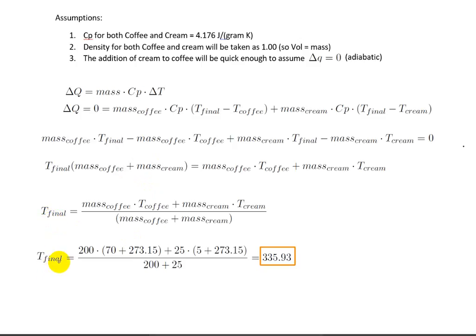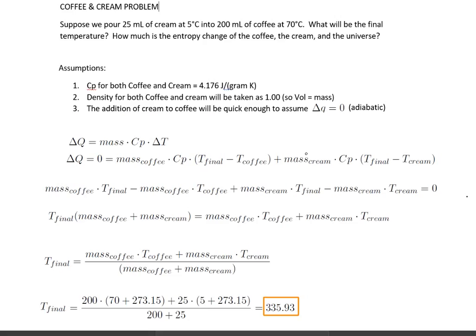So let's plug some numbers in. Then we'll see what our final temperature is going to be. 200 grams times the 70 degree temperature of the problem, and that has to be expressed in Kelvin, so I add 273 to it. And then 25 grams times the 5 degree temperature of the cream, and I have to add that 273. And then that's going to be over the mass of the two, mass of the coffee and cream, which will be 200 plus 25. That's going to give us a final temperature of 335.93, and of course that's in degrees Kelvin, which is what we're going to need.